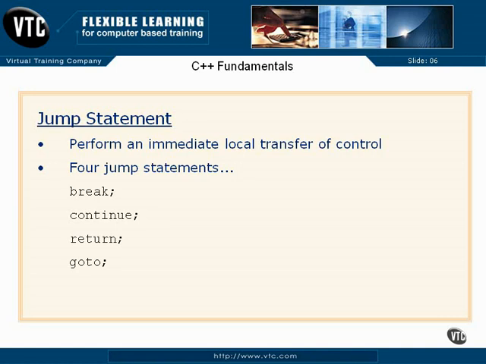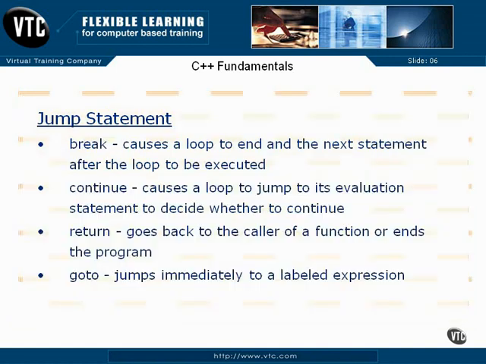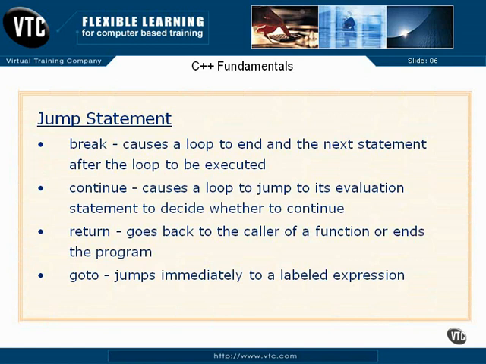We're working through statements here, and now we're going to talk about the jump statements. The jump statements perform immediate local transfer of control. So they go from one spot in the program to another immediately. They don't allow a loop to continue or things like that. There are 4 of them: break, continue, return, and goto. So let's take a look at each of them in turn. These are, again, basic fundamentals, so we won't spend a whole lot of time on them and look at a bunch of code, but I just want to make sure you're aware of them.